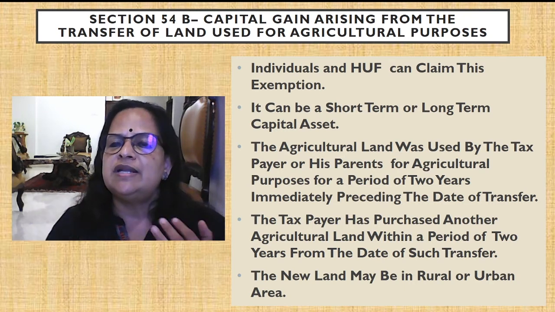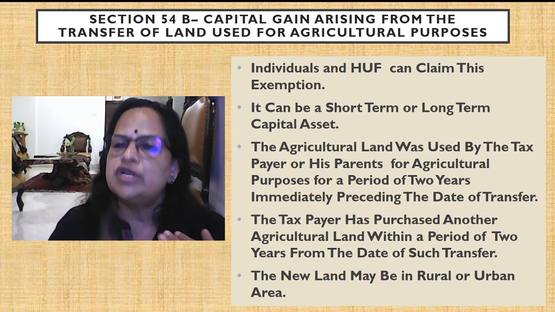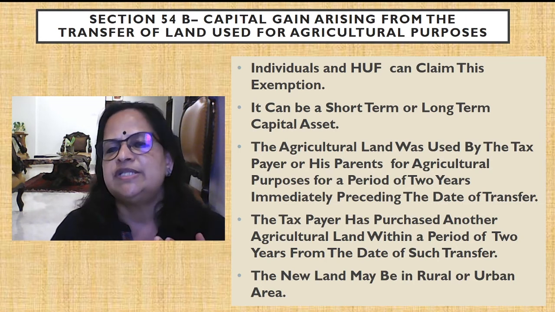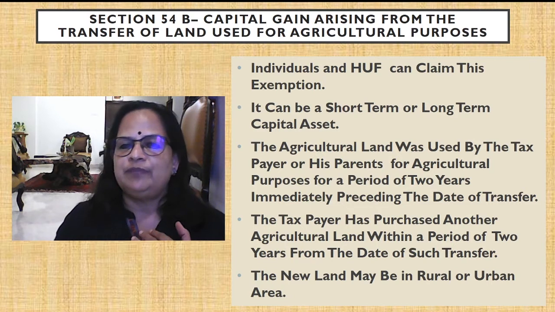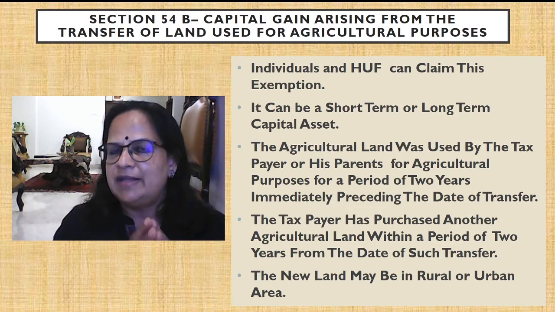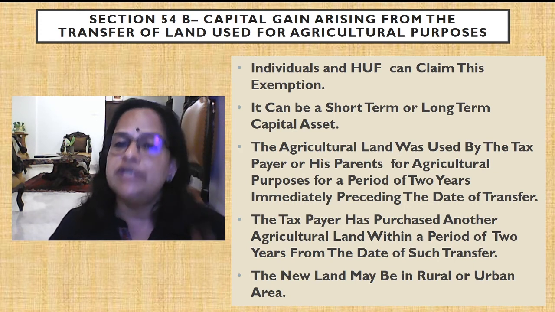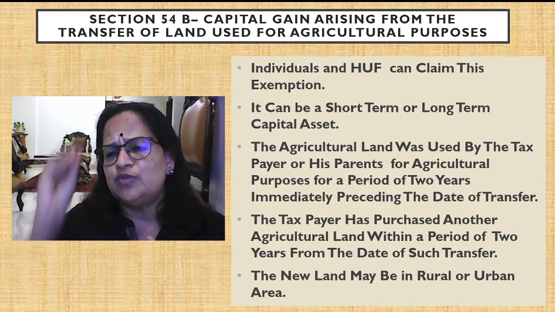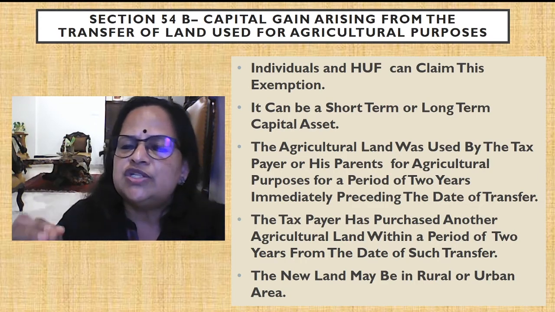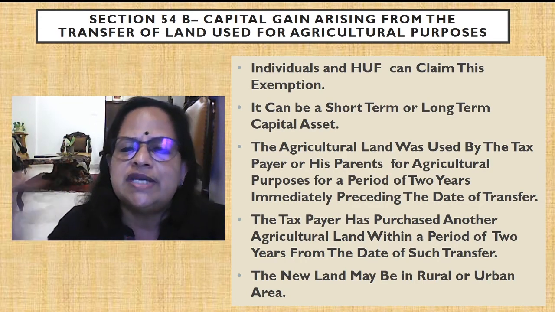Now, the agricultural land was used by the taxpayer or his parents for agricultural purposes for a period of 2 years immediately preceding the date of transfer. So you have to remember agricultural land: either the assessee was using it for agricultural purpose or his parents were using it for at least 2 years before the date of transfer. This condition is very important. If this condition is not fulfilled, he is not going to get exemption.